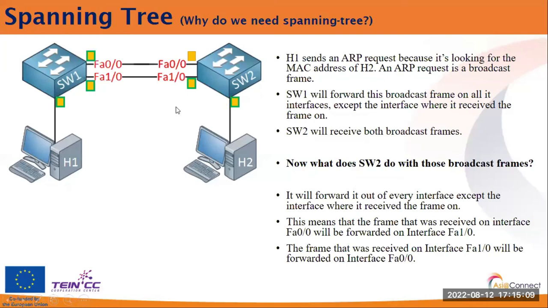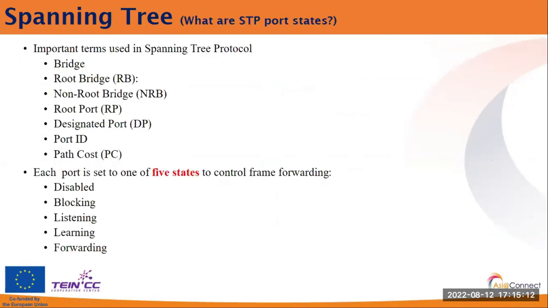To break this looping, actually, we need spanning tree. So, for spanning tree, we need to know terms like root bridge, non-root bridge, root port, designated port, port ID, and path cost. And the five states for control frame forwarding are disabled, blocking, listening, learning, and forwarding. Okay? So, we'll discuss with the figure. But what actually is the disabled state? The disabled state is not actually practiced in the spanning tree loop because the port is administratively disabled and its timing is also unlimited.